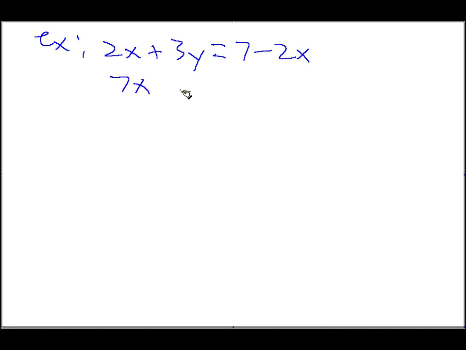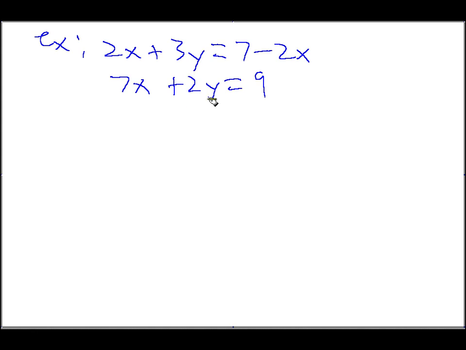Let's try this one. Let's look at 2x plus 3y is equal to 7 minus 2x, and 7x plus 2y is equal to, let's say, 9. Okay? So, let's look at this system here.